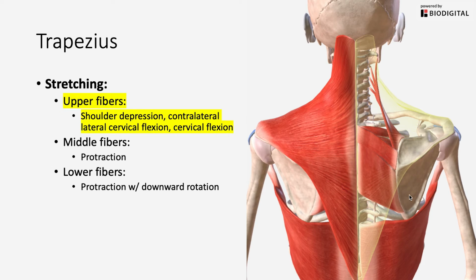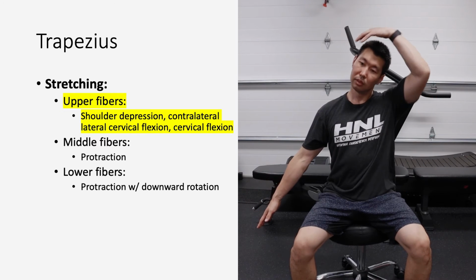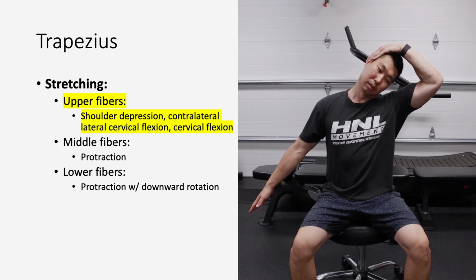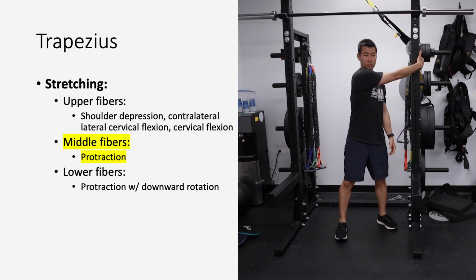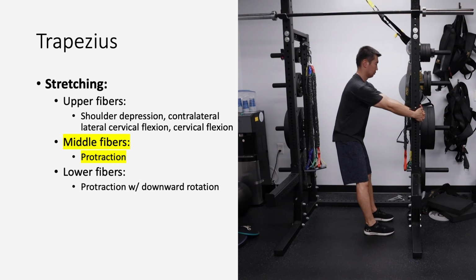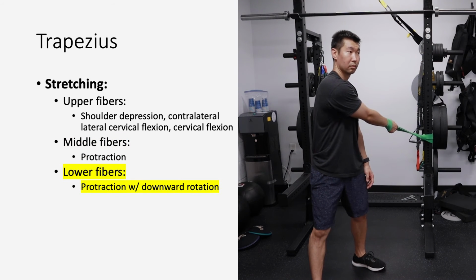To stretch your traps, you stretch it at varying angles depending on what section you're trying to lengthen out. For your upper traps, that's typically shoulder depression and moving your head to the contralateral side, also with some flexion, which helps get those fibers stretched and lengthened a little bit more. For the middle fibers, extreme protraction. Usually grabbing onto something, rounding your shoulders and protracting your shoulder blades forward will get the mid traps.